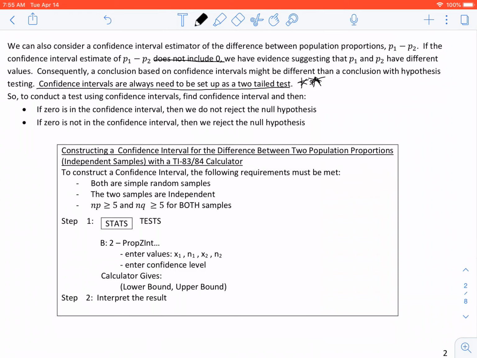So to conduct a test using confidence intervals, we need to set up a confidence interval, and then here are the 2 things that we definitely need to know. If 0 is in the confidence interval, then we do not reject the null hypothesis. And if 0 is not in the confidence interval, then we reject the null hypothesis. So steps for doing this are right below.